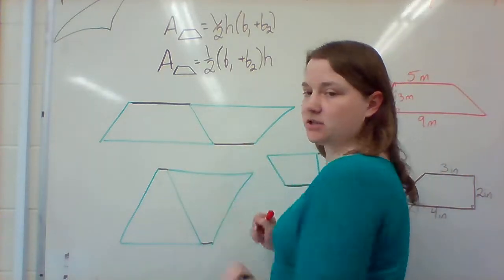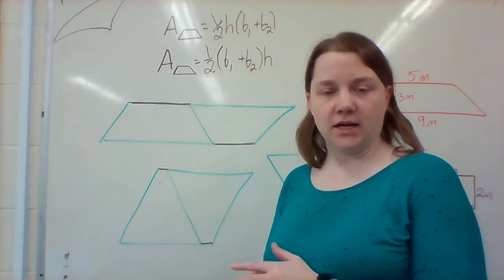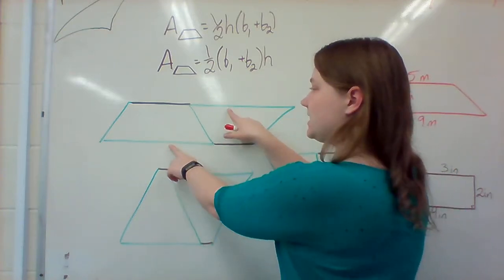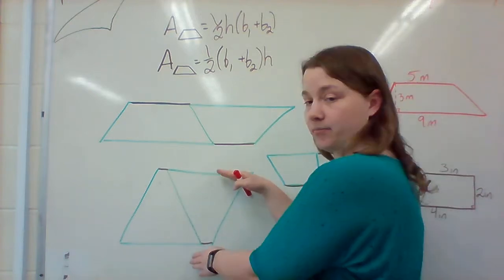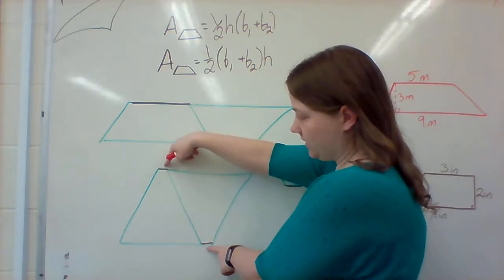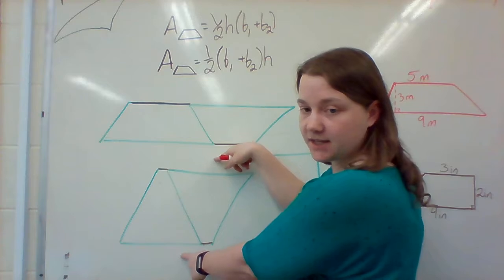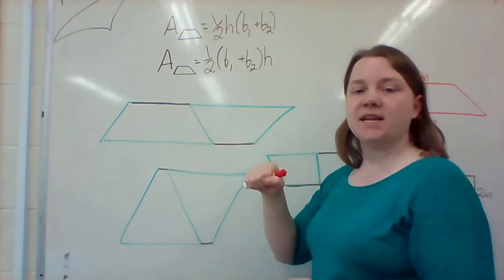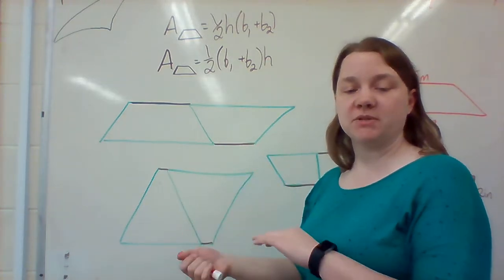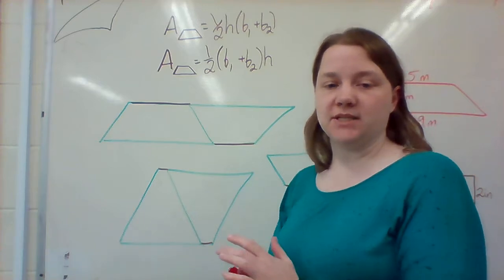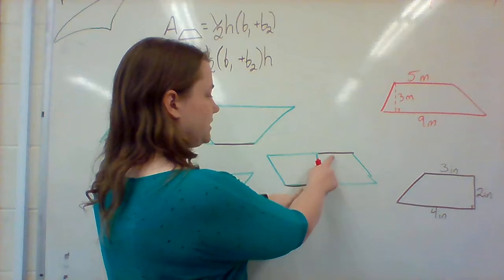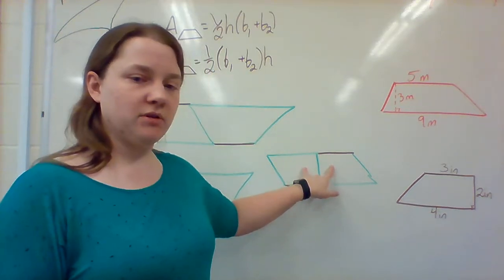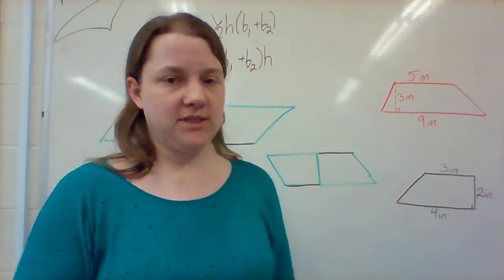These two lengths are the same, or they would be had I not drawn them on the whiteboard, and these two lengths are the same. If you look at this parallelogram, you see that these two lengths are the same and these two lengths are the same. It's the same shape flipped upside down and then put next to itself. Same thing over here. Same length, same shape, just flipped and put next to itself.